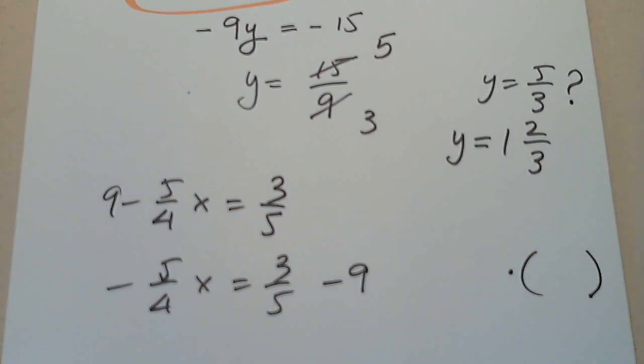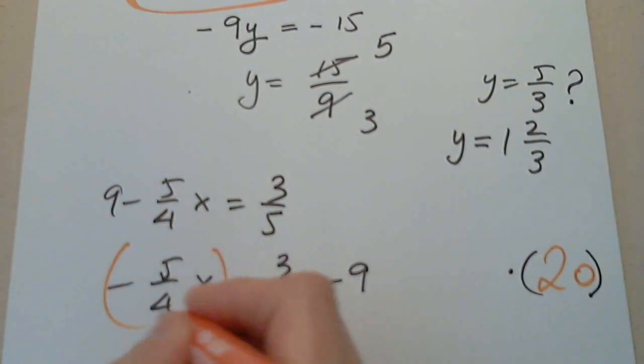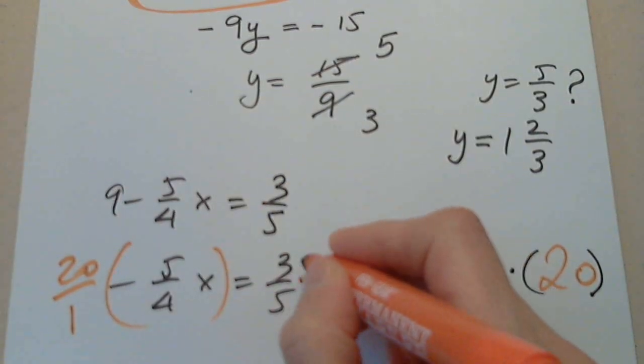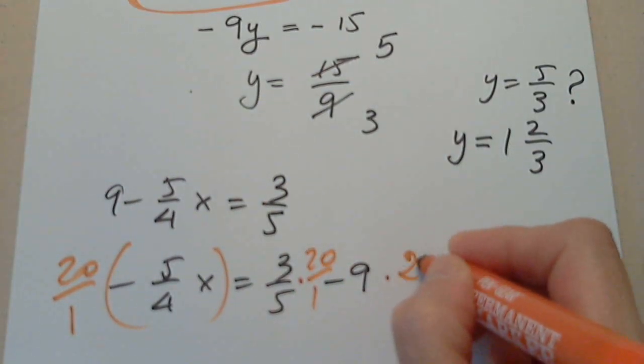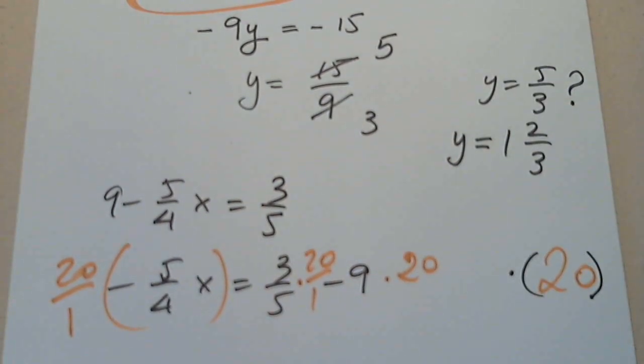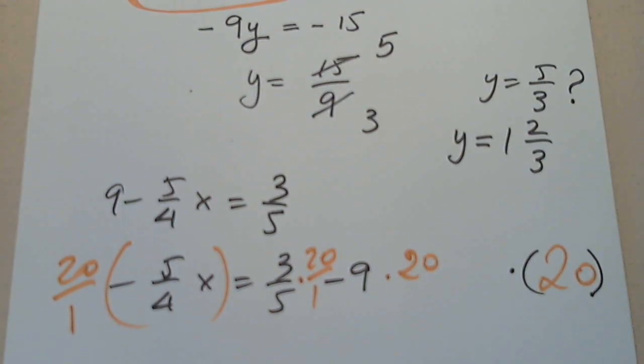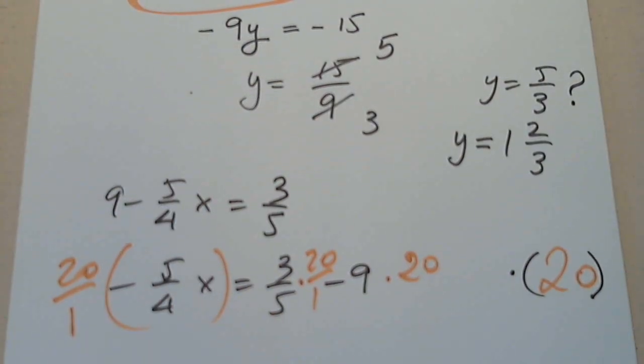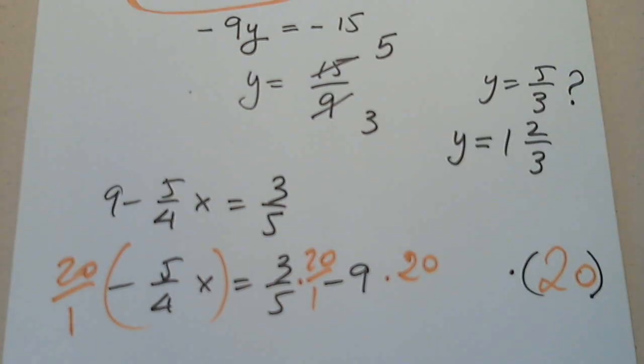What is the least common denominator? 5. Careful. The least common denominator of 4, 5, and 1. Oh, 20. So we will multiply everything by 20. This by 20 over 1, this by 20 over 1, and this by 20. No, I'm not afraid of operating with fractions, but it's easier if we eliminate them from the get-go.